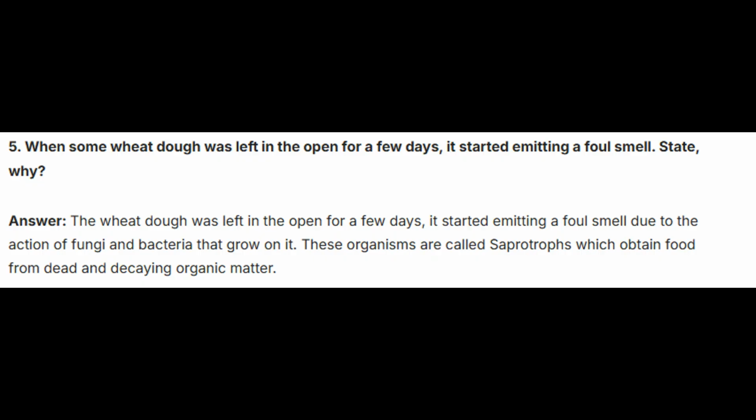Fifth, when some wheat dough was left in the open for a few days, it started emitting a foul smell. State why. Answer. The wheat dough was left in the open for a few days. It started emitting a foul smell due to the action of fungi and bacteria that grow on it. These organisms are called saprotrophs, which obtain food from dead and decaying organic matter.